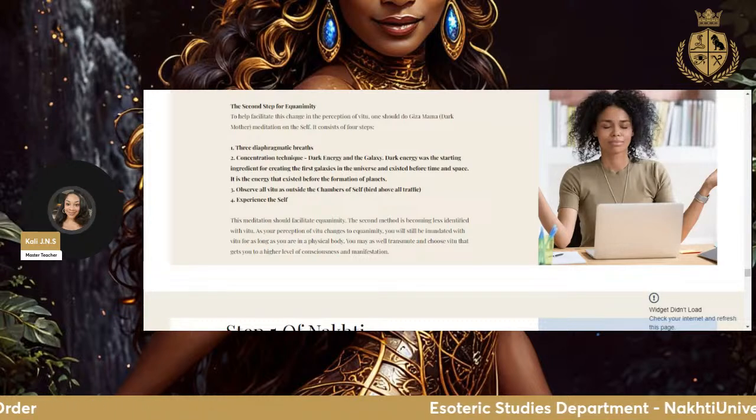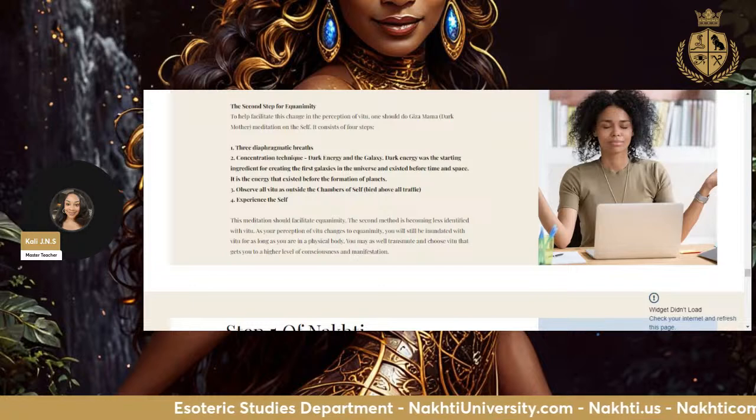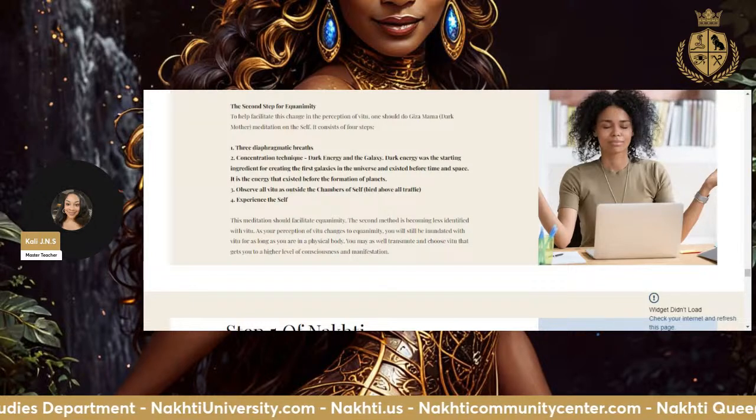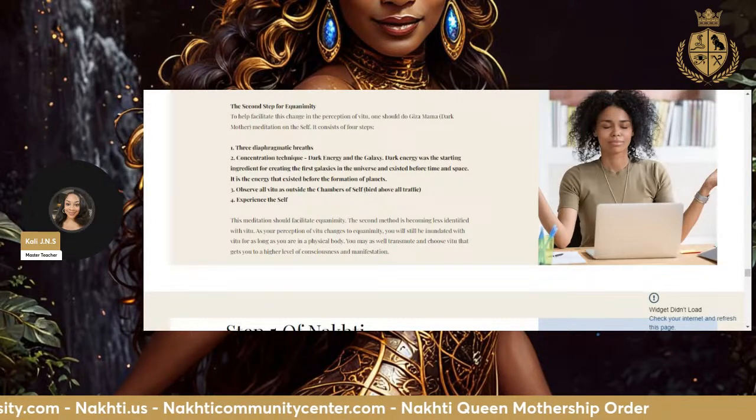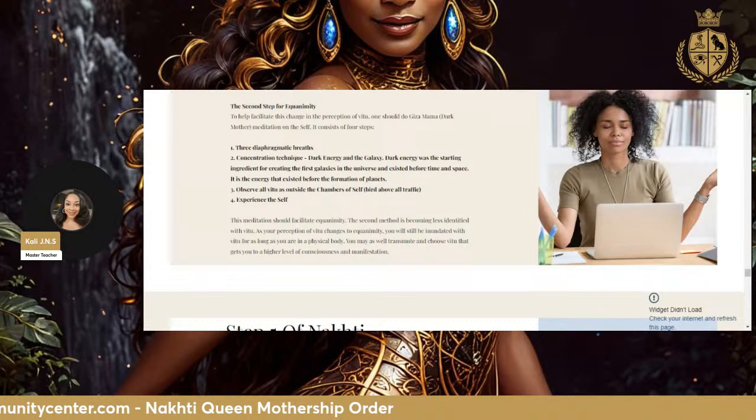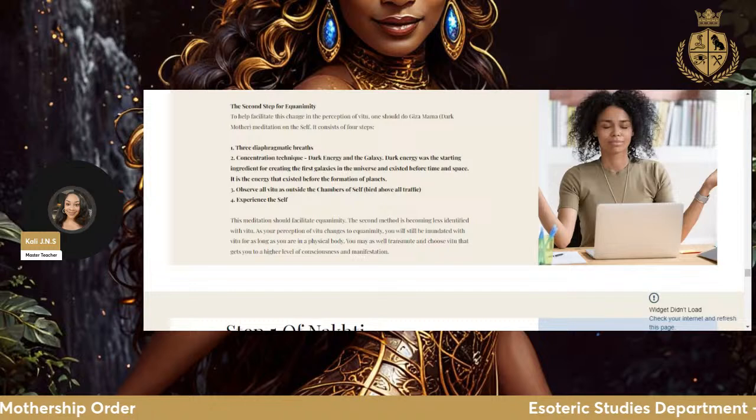Now remember this. You're going to observe all information that's outside of yourself. So you're going to pretend you're that bird above traffic. And you're going to experience the self. You're thinking of the Holy Spirit, thinking of dark energy. You're thinking of the dark energy of the creation of the first galaxies before anything, before the formation of the first, the Godhead. You're thinking of the Godhead. That's going to clear out the altars.